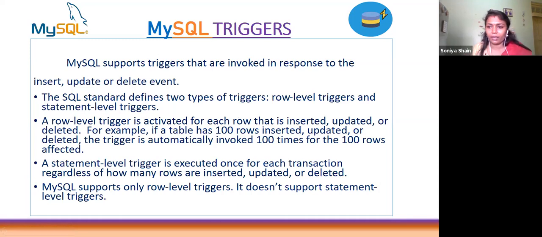Row level trigger means when it is executed, it will work for each and every record within the table. For example, if your table has 100 rows, it will execute for 100 records within the table. But statement level trigger means it will execute only one time. If there are 100 records, it won't execute 100 times. It will execute only once. That is called statement level trigger.